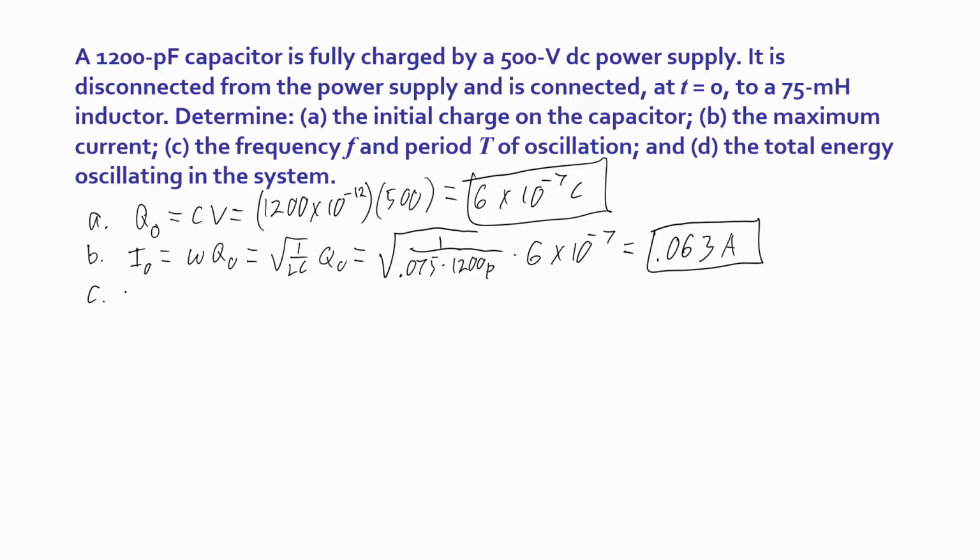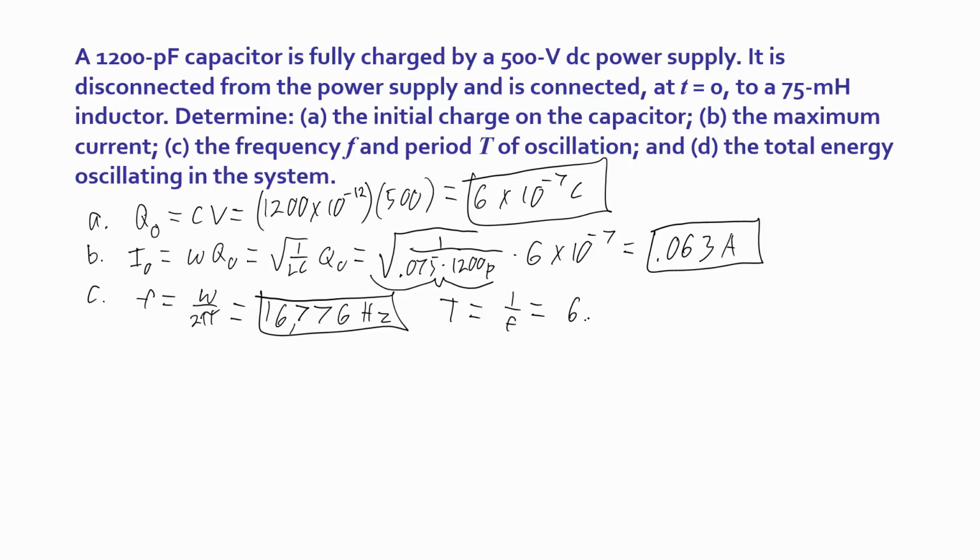Part C, we want to find the frequency and the period. Frequency is related to the angular frequency, this omega, by a factor of 2 pi, so we just do omega over 2 pi. We've already got omega, that's this thing up here, so we take that, divide by 2 pi, and it works out to be quite a large frequency, 16,776 hertz, or inverse seconds. The period is just the inverse of the frequency, and that works out to be 6.0 times 10 to the negative 5th seconds for one cycle.